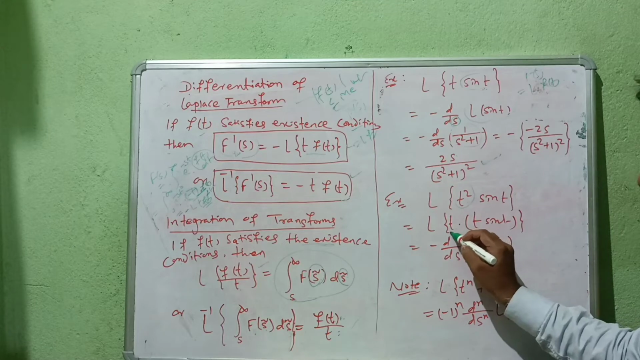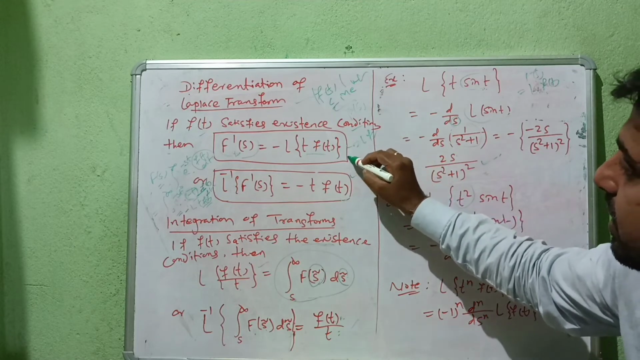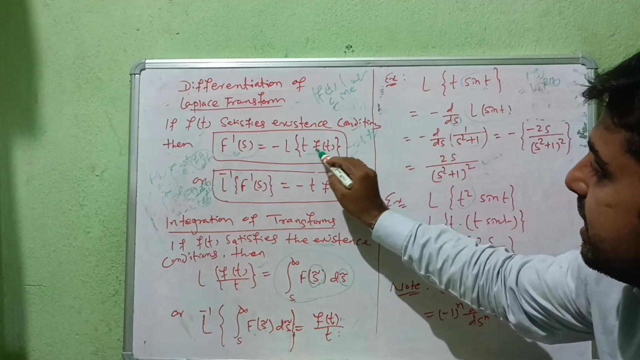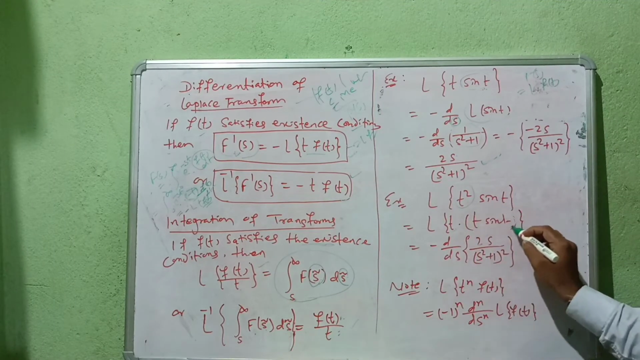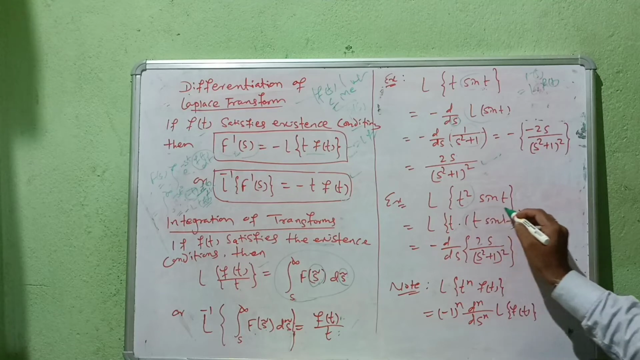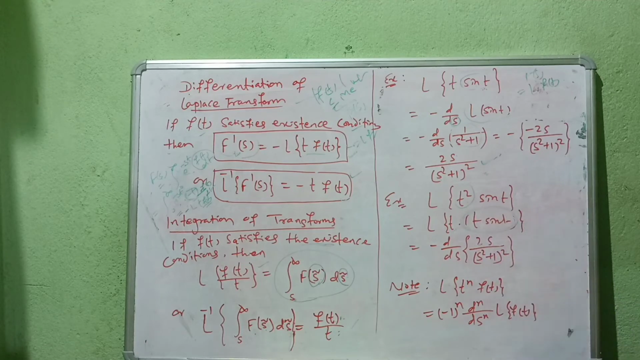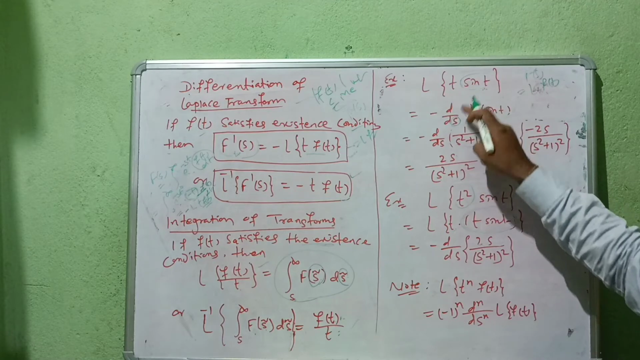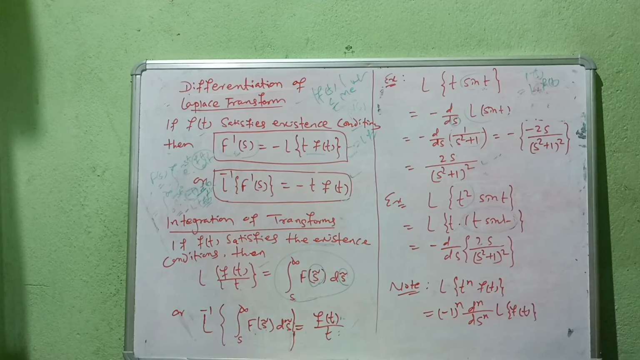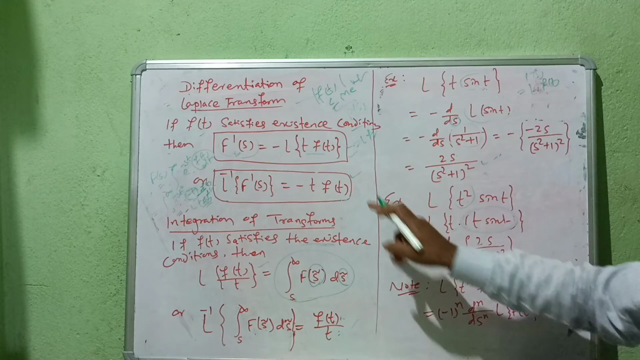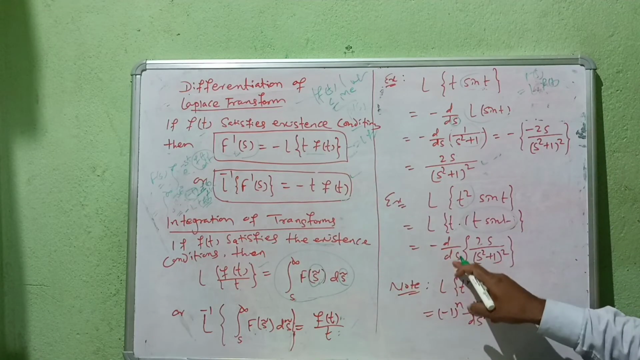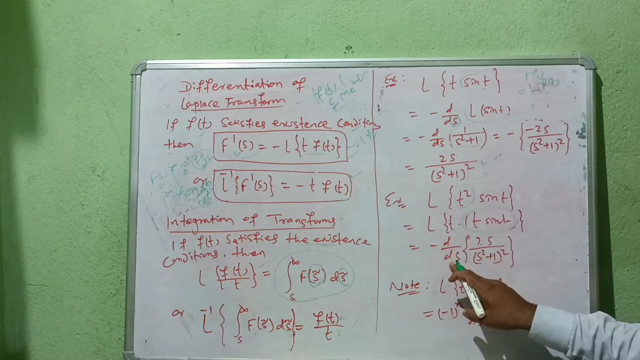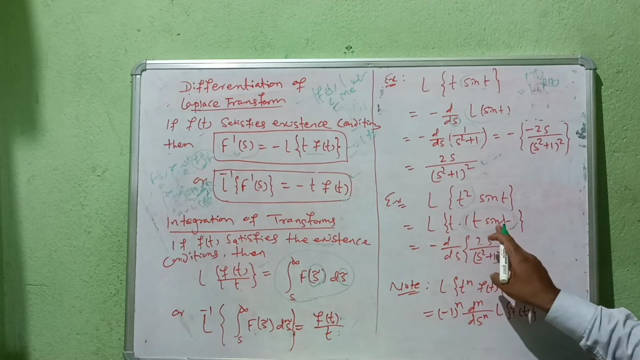Now take this formula and compare t into f of t. In place of f of t it is t sin t. So already we know the Laplace of t sin t is 2s by s square plus 1 whole square. So according to this formula, directly you can take minus d by ds of Laplace of t sin t.